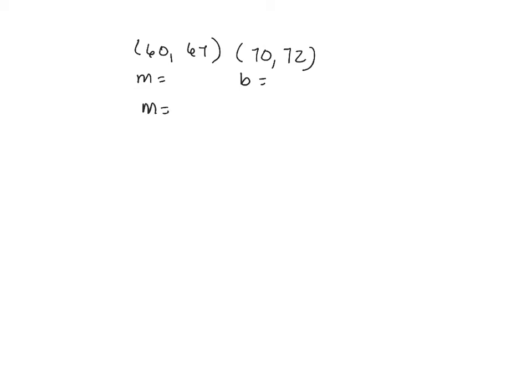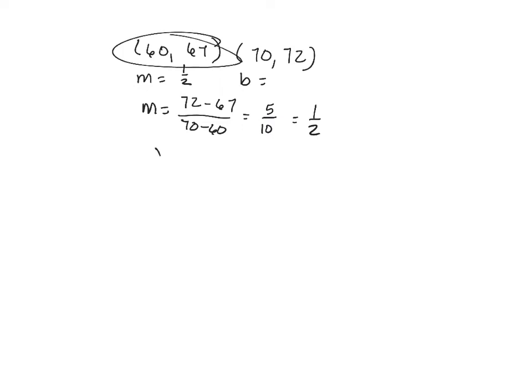So I'm going to do 72 minus 67 over 70 minus 60. 72 minus 67 is 5 over 10, so that's going to be 1/2. Remember, they asked us to keep our answer as a fraction. Okay, I'm going to use that ordered pair, so my x is 60 and my y is 67.